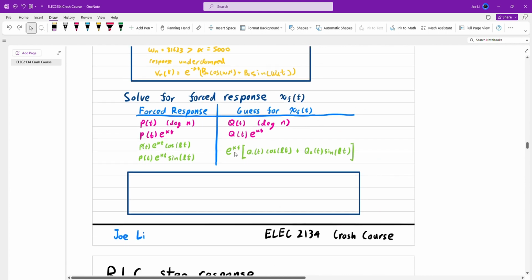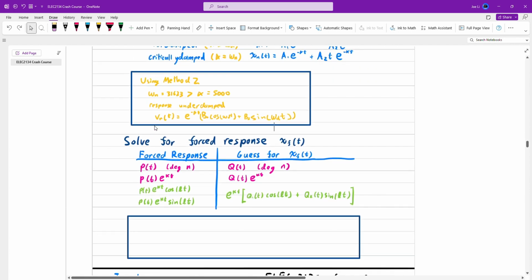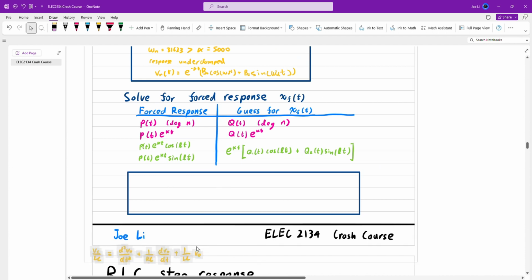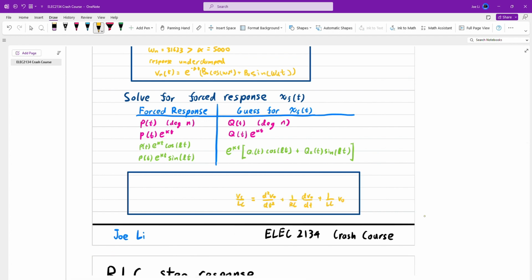Now we need to find a solution for the forced response. These green ones are probably not going to appear in the exam. This came from Math 1B. You have to guess a solution for the forced response. So what do I mean? We have our differential equation here. What value of V0 should we put in to make the right hand side equal to the left hand side?